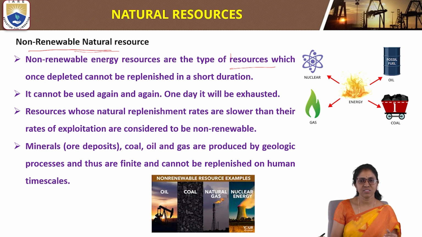It will take millions of years. It cannot be used again and again, whereas renewable natural resources can be used again and again. In the case of non-renewable natural resources, we cannot use them again and again. One day they will be exhausted. That's why these types of natural resources are called exhaustible natural resources.